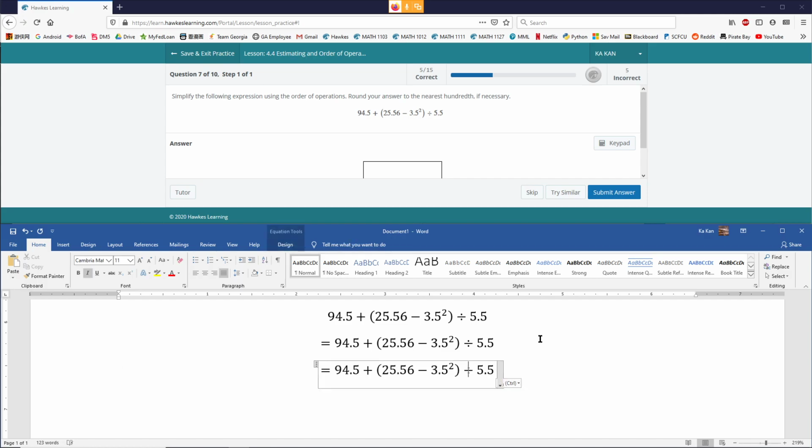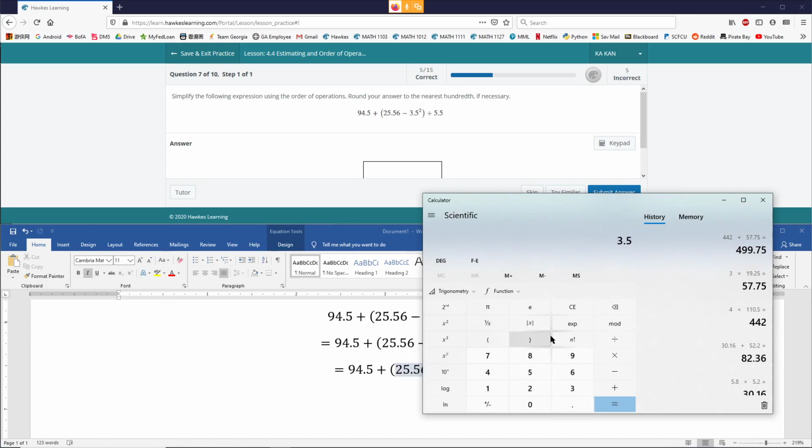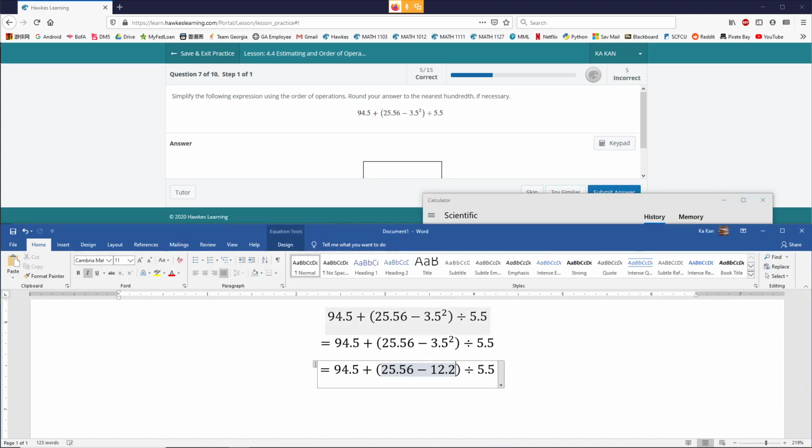And I would go ahead and change this. 3.5 square. Let's see what that equals. You can of course hit this to get square, but square just means multiply by itself, right? 3.5 times 3.5 is 12.25, like this. Now let's go ahead and subtract this mess. So let's see what that would equal.